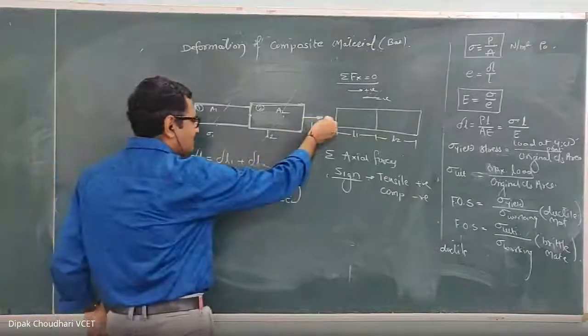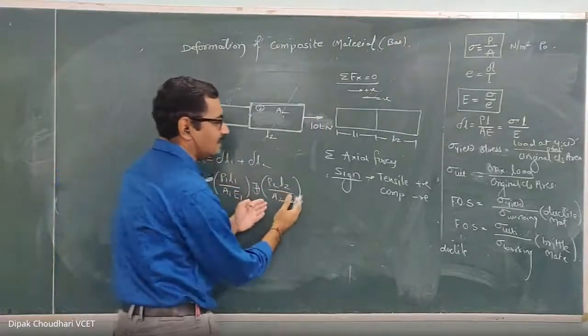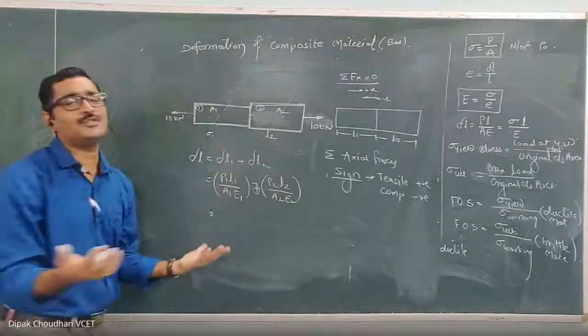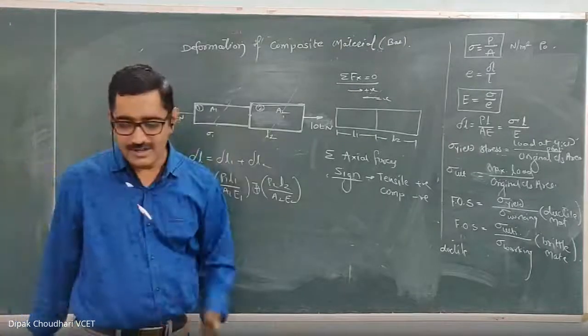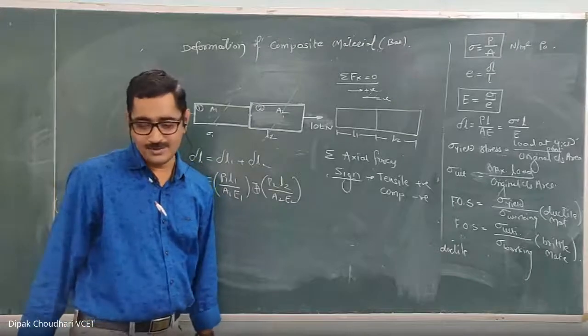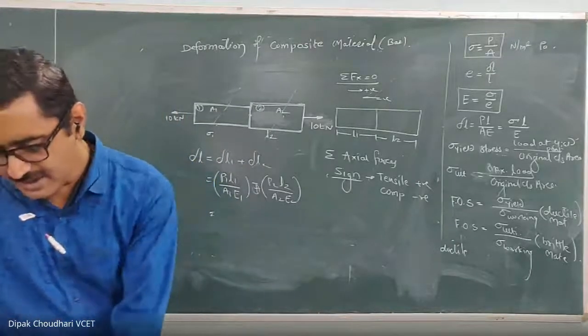If any part is subjected to compression, then you can take it minus, because it is a decrease in length, while tension is an increase in length. According to that, you have to use the superposition and you can calculate the total deformation. Understood? Okay. Now, we'll solve the sum. Refer to that PDF, sum number 6.